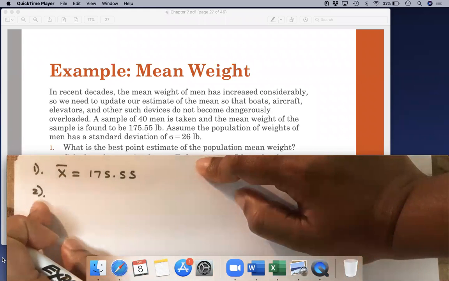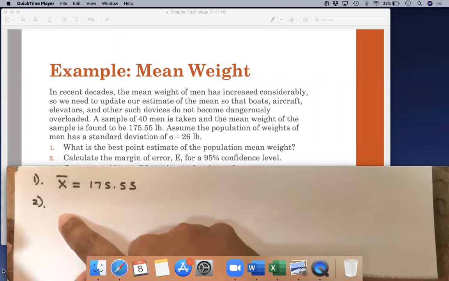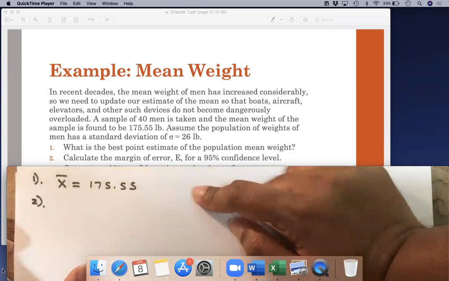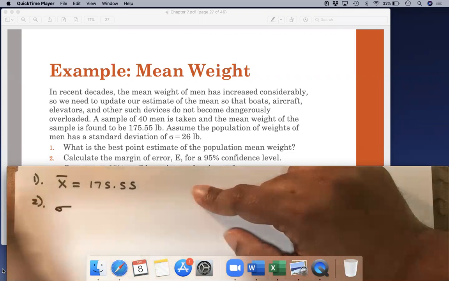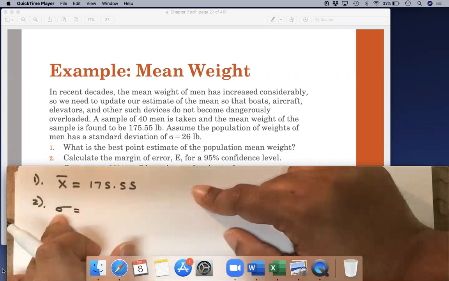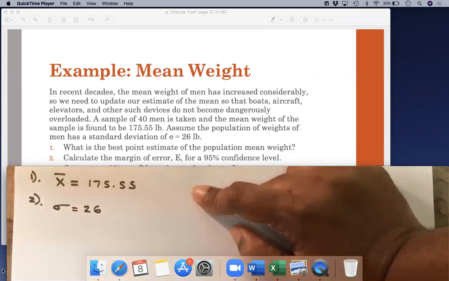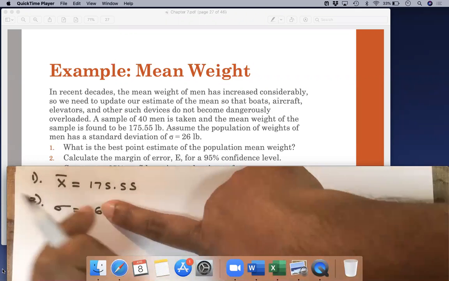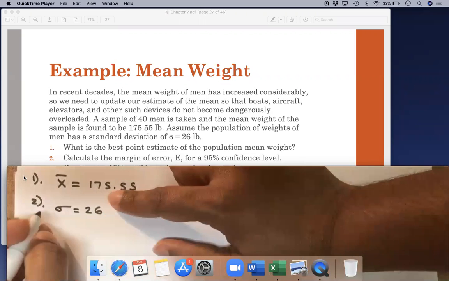Then for the second part, you have to calculate the margin of error, E. You have to find that value. But before that, you have to think about something. In here, assume the population of weights of men has a standard deviation of 26. So you know the population standard deviation, that means sigma is known. In this case, sigma known. So if you know sigma, you have one margin of error formula. You have to use that one.